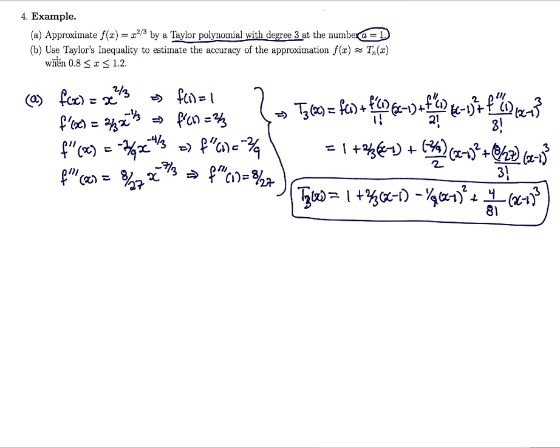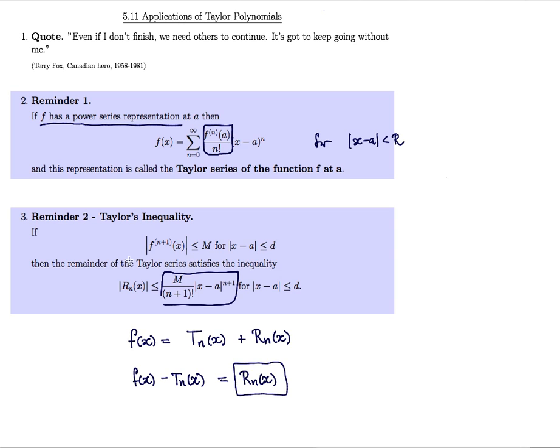So that's this next part. Use Taylor's inequality to estimate the accuracy of using the polynomial. In this case, it's the T3 polynomial. So let's get an idea of that. Okay, so what does Taylor's inequality require? Let's get back and take a look. Taylor's inequality says you have a bound on the remainder, which depends on the n plus first derivative. So in our case, n is 3, so this would be the fourth derivative.